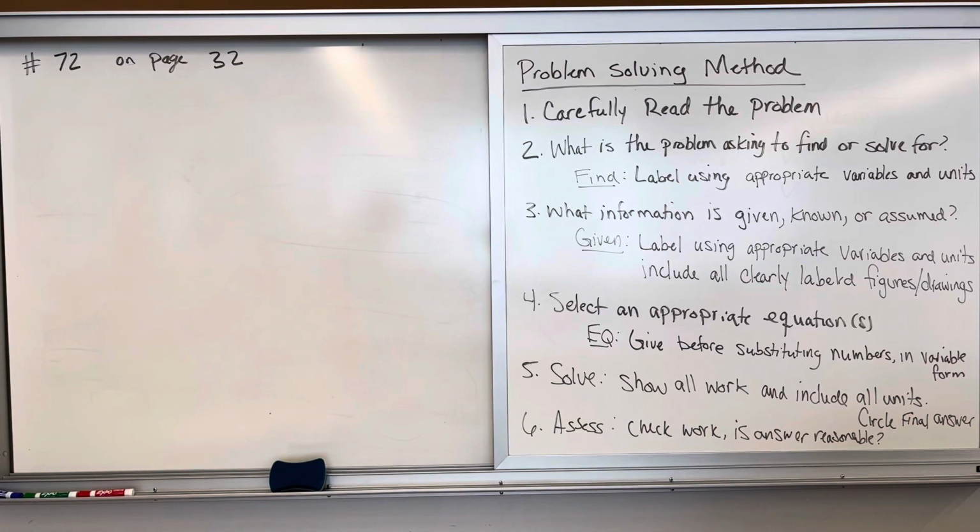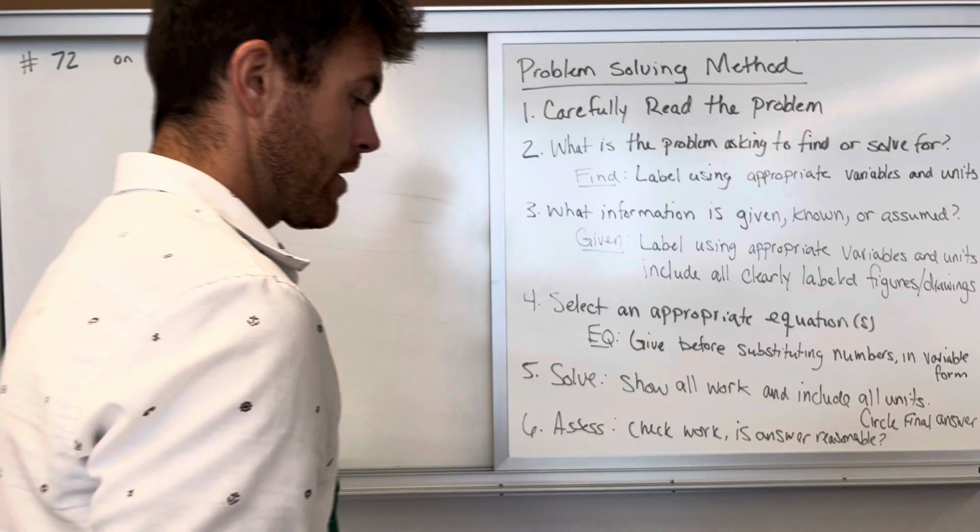This next example problem is number 72 on page 32 of the textbook. It reads, if a Cessna 172 requires 20 seconds to reach its liftoff speed of 120 kilometers per hour, what is its average acceleration? Okay.